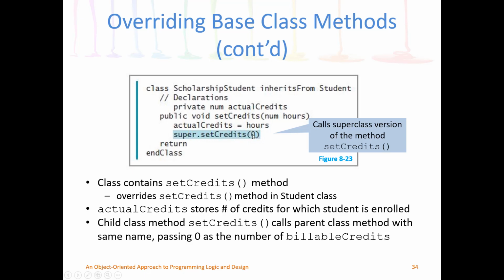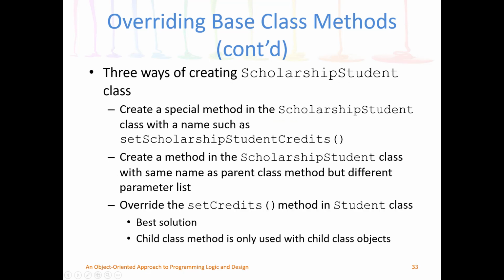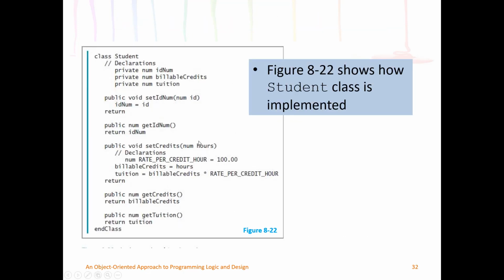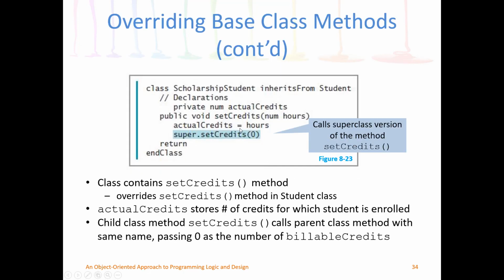And so when I set credits to 0, it's going to go to the parent's set credits, and it's going to say 0 times 100. Tuition is 0. So super goes back up to the parent class, or the base class, and then I return. So I will have the actual credits here, even though I set the credits up in the parent class to 0.